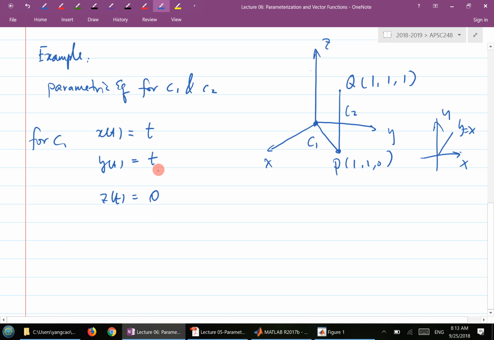So your t has to be given a range to represent the curve C1. In this particular case, your t starts from 0 and goes to what? 1. Because when t equals 1, you're at 1, 1, 0 here. So that'll be the range for t. This is crucial in the future when we learn line integrals. You need this range of t as your integration limit. We're going to come to that very quickly. So that's what you really need to put down beside this parametric representation.